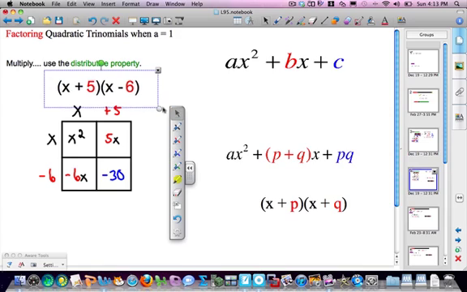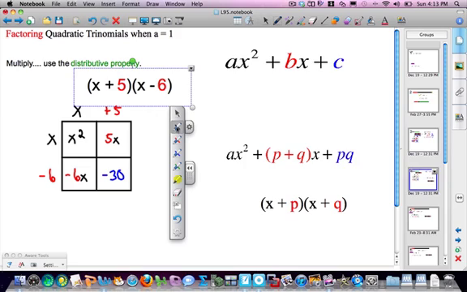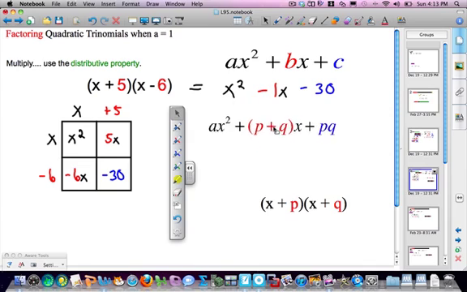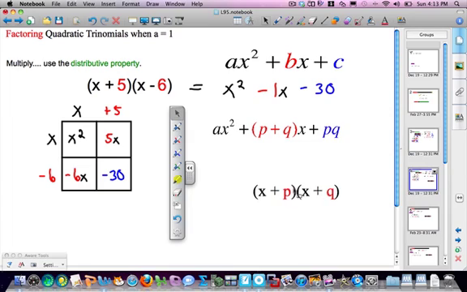x plus 5 times x minus 6 yields the quadratic trinomial x squared. We're going to combine like terms. 5x plus negative 6x yields a negative 1x. And then we're going to attach the product negative 30 on the back end. So the two linear binomials, x plus 5 times x minus 6, yielded the quadratic trinomial x squared minus 1x minus 30. Now let's take a look at how we got the result from the two linear binomials.